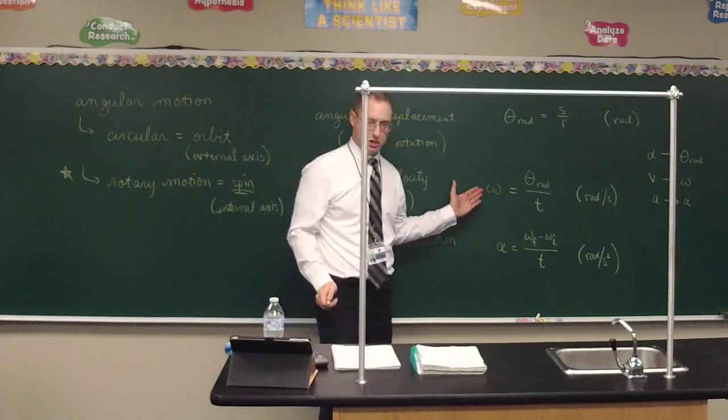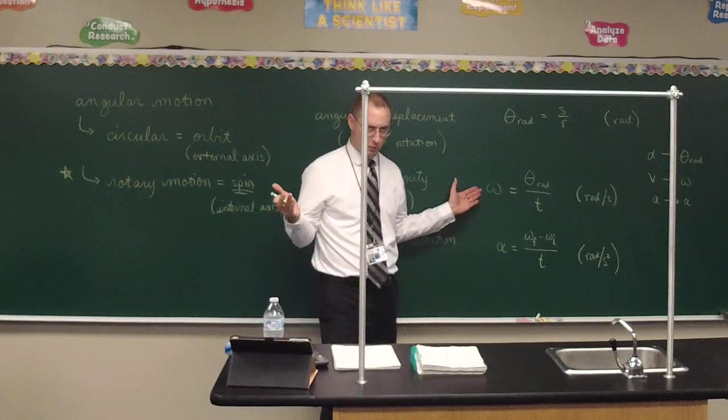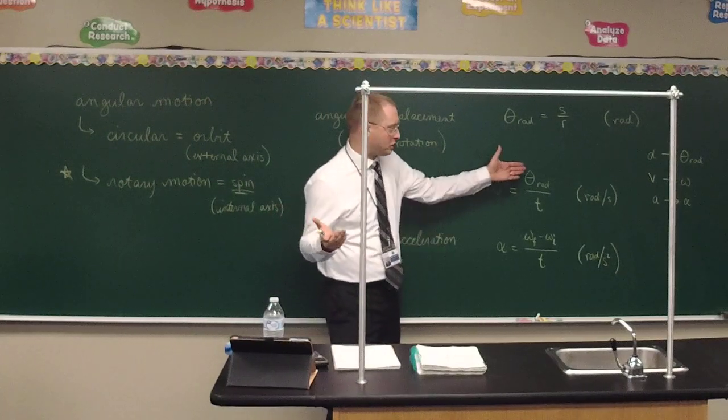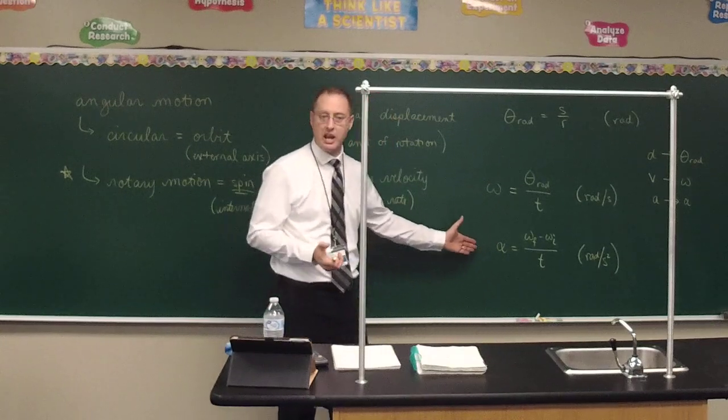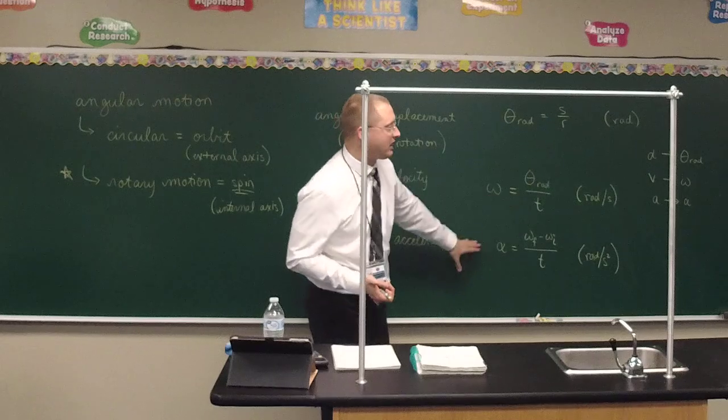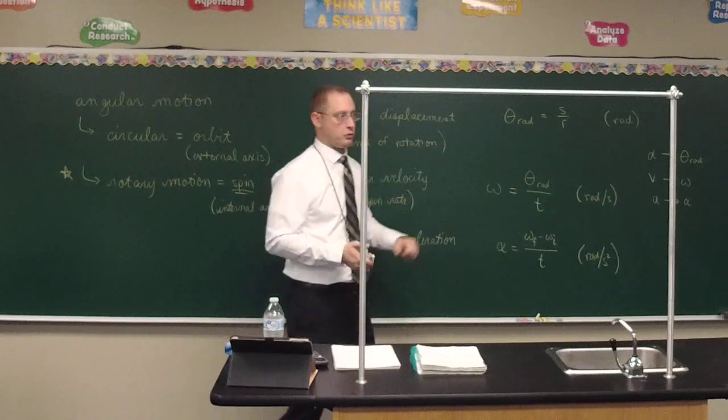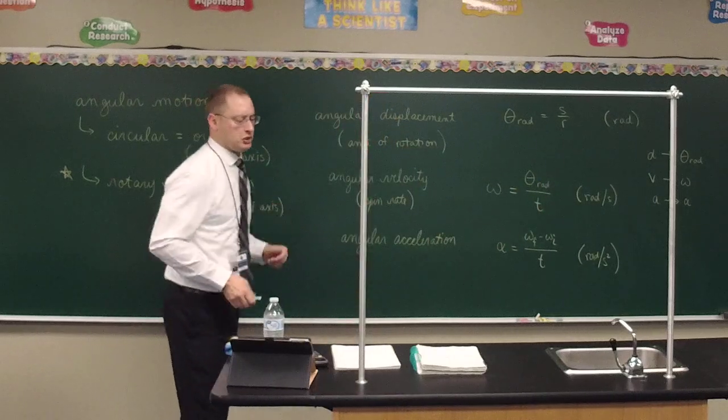Again, this is v equals d over t. That's an old equation. We've had that in a while. We're just substituting some different letters. We've had a equals v sub f minus v sub i over t. It's not a new equation. We just replaced some of the letters in the equation to reflect rotary motion. Does that make sense? Let's look at some of the math then.